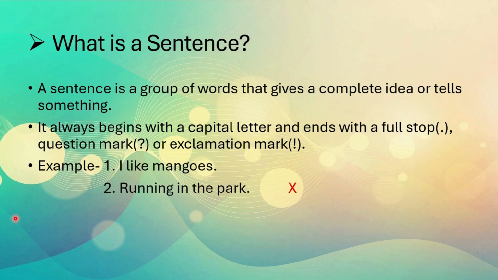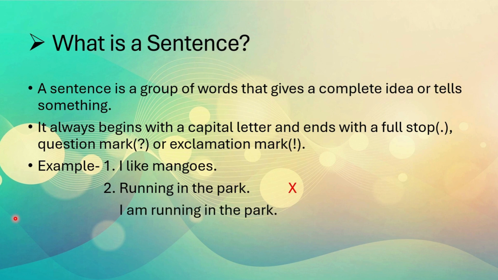Now read this sentence. Running in the park. So a lot of questions arise, right? Who is running in the park? Like that. So this is not a complete sentence. Why? Because it doesn't tell who is running.